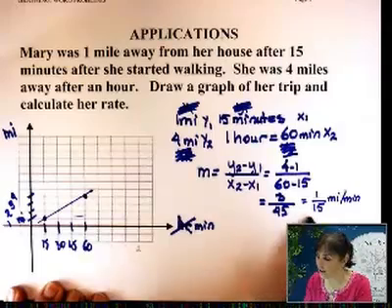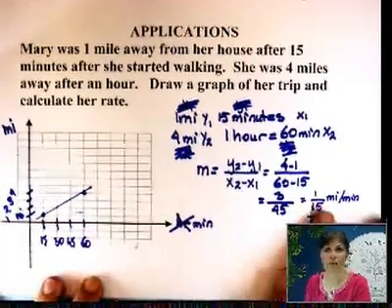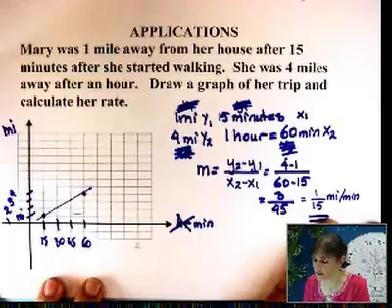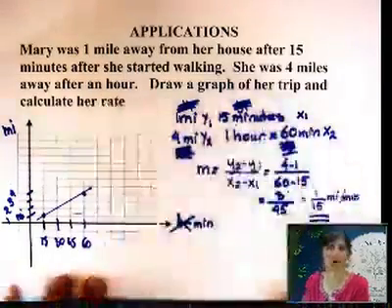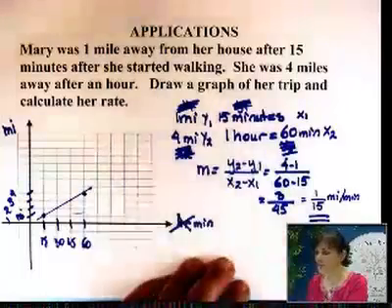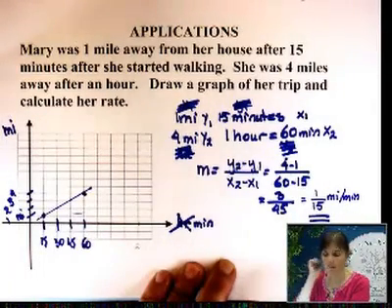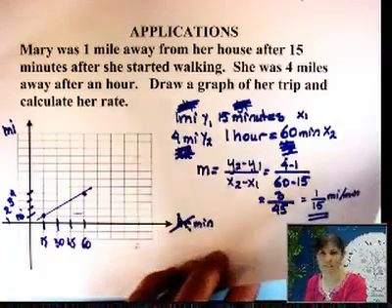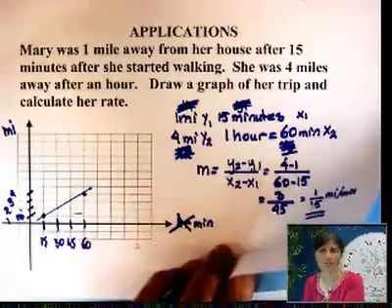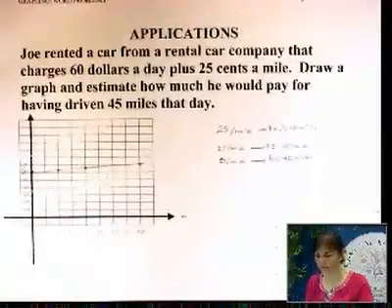Make sure in word problems that you have units for the rates. I did miles per minute because I was given minutes and miles. You could have done the same problem taking minutes as the y-axis and miles as the x-axis, but that doesn't make a whole lot of sense because we usually measure the rate as miles per hour, distance over time.